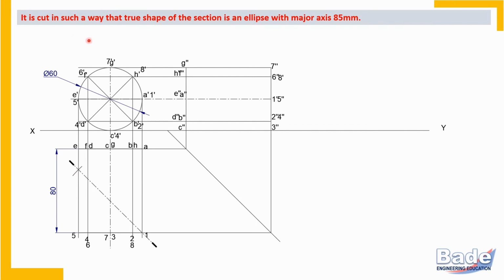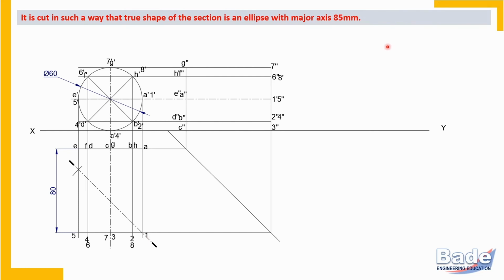Try to understand here. It is cut in such a way that true shape of the section is an ellipse with major axis 85 millimeter. So now its lateral surface we should cut. So cutting plane line I have located in the top view. Major axis is overlap of cutting line on the lateral surface. So this overlap we should manage 85 millimeters.